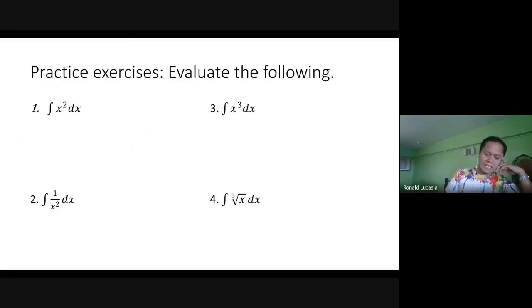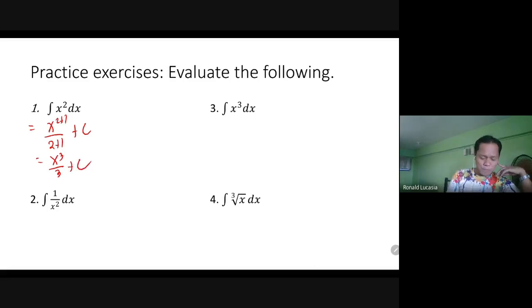So let's have the practice para lang ma-recall natin yung property o yung theorem na ginamit natin. So number one, we have the integral of x squared dx. This will give us x to the 2 plus 1 over 2 plus 1 plus c, where that will be x cubed over 3 plus c. Okay?